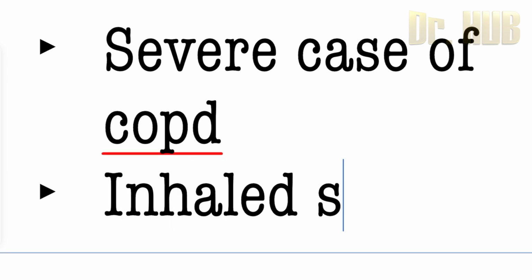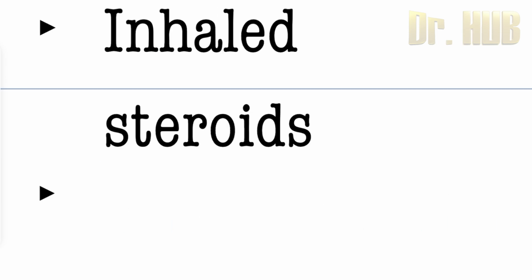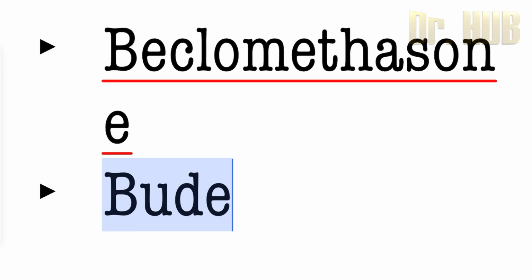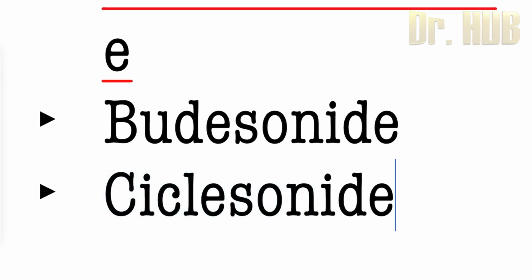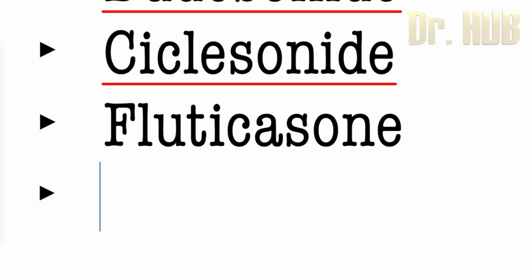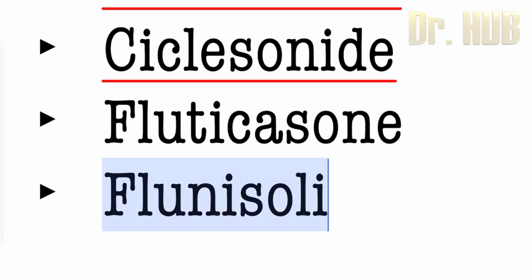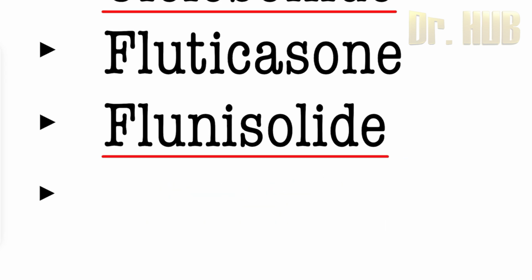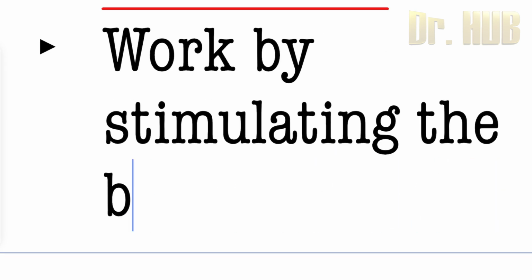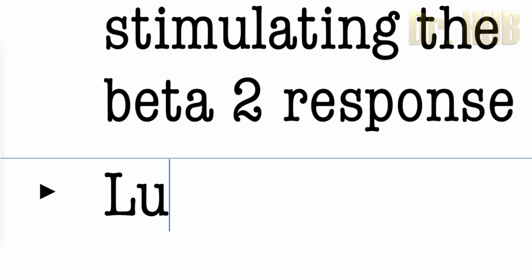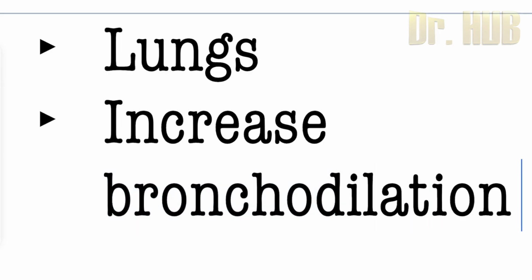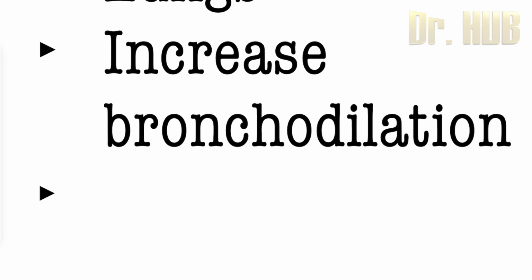Then moving on to the inhaled steroids. Inhaled steroids are another category. It includes drugs such as beclomethasone, budesonide, ciclesonide, fluticasone, flunisolide, and mometasone. The steroids work by stimulating the beta-2 response in the lungs, and as a result it increases bronchodilation.